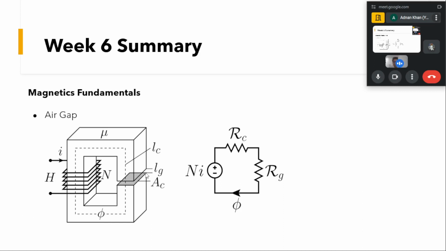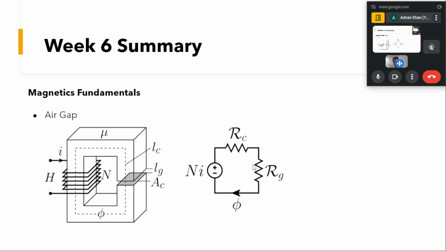So what we do in this core is cut a portion of it and introduce an air gap. Now we have an MMF generated by the current flowing through N turns, and we have the reluctance of the core, given by Rc. We also have the reluctance of this air gap, given by Rg.